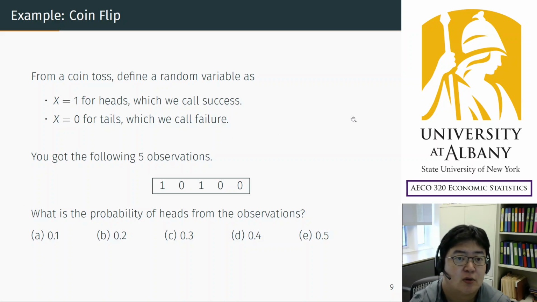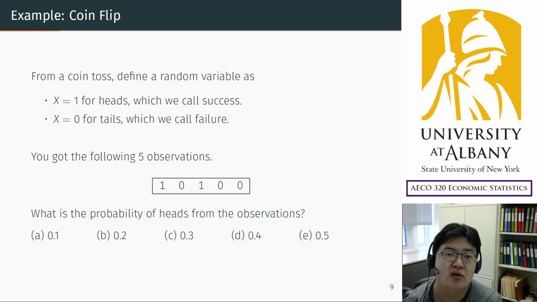Hello. So here I'm going to consider the simplest possible example of the binary distribution. That's the coin flip example, right? So in a coin toss, I'm going to define a random variable x this way. So I will encode heads as 1 and tails as 0. And we are going to call heads success and tails failure.